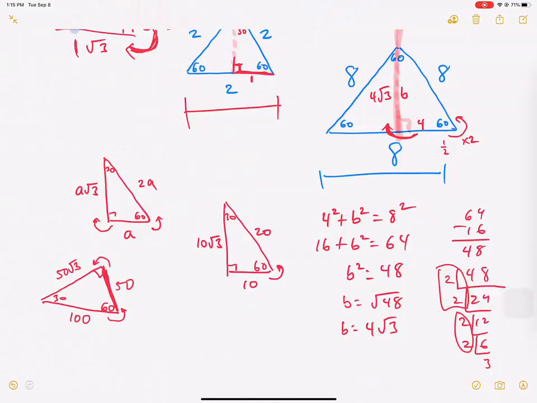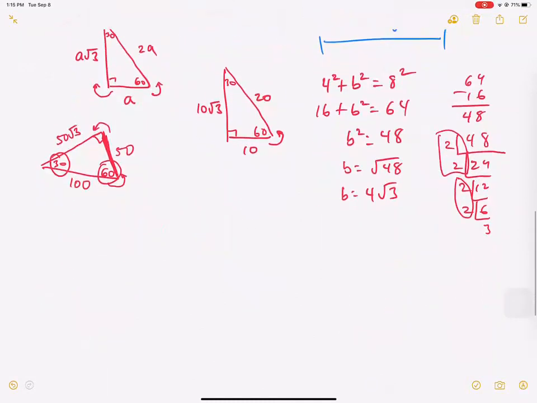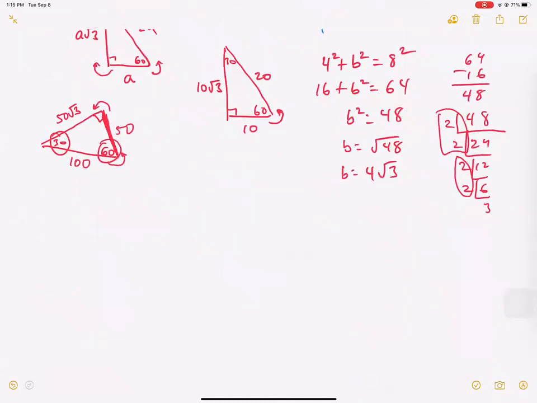So one of our special triangles gives us actually 2 of our angles already. It gives us not only our 30-degree angle, but our 60-degree angle. So we're going to do this right now. How does this apply to what we've learned before already?